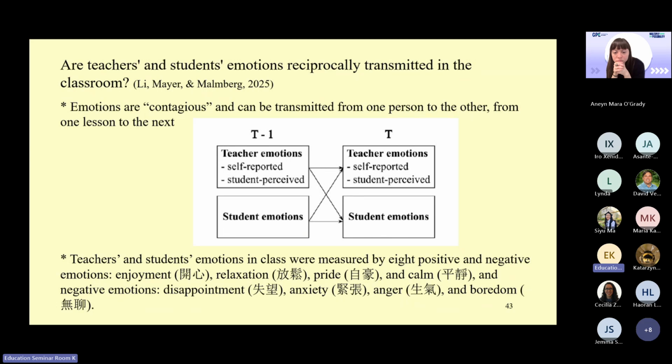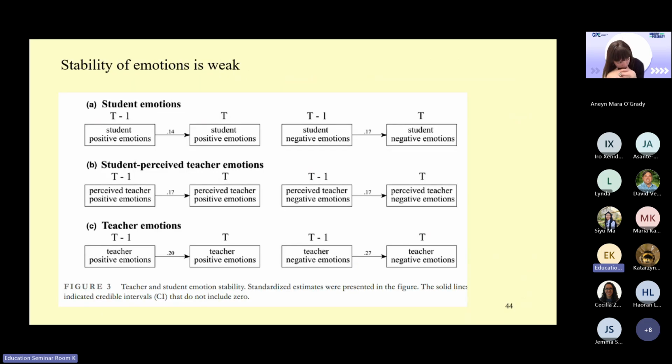But that was over the top. But we got student reports of what they thought the teacher was up to. And we see that student emotions, here we have positive emotions, the autoregressive coefficients hover between 0.14 and 0.27. So there is some stability, but it's quite close to zero.